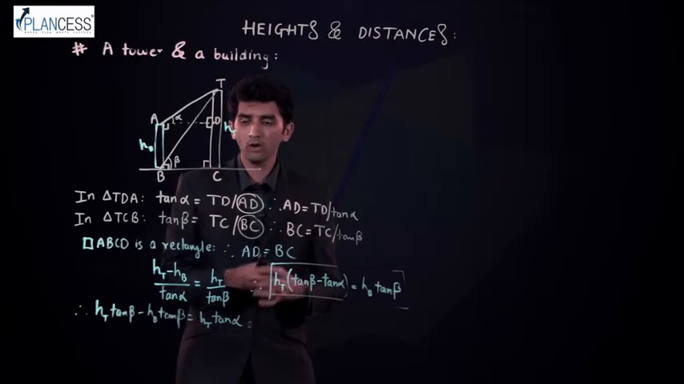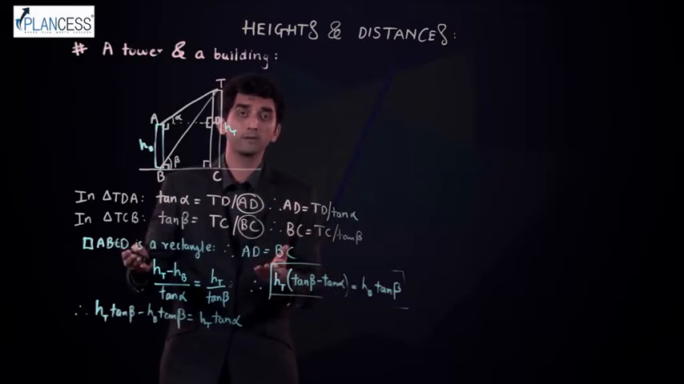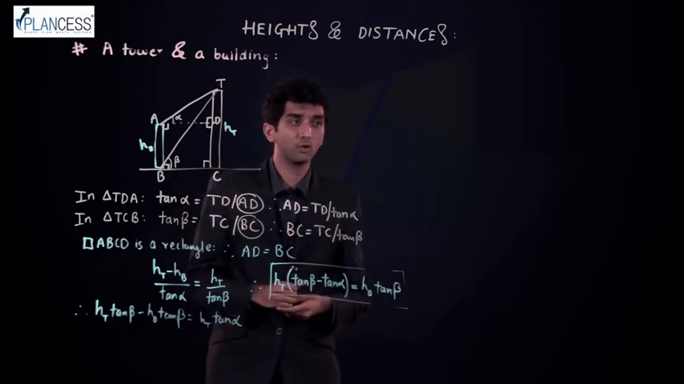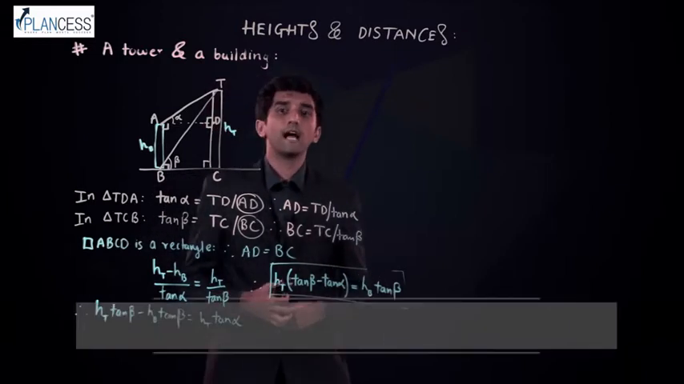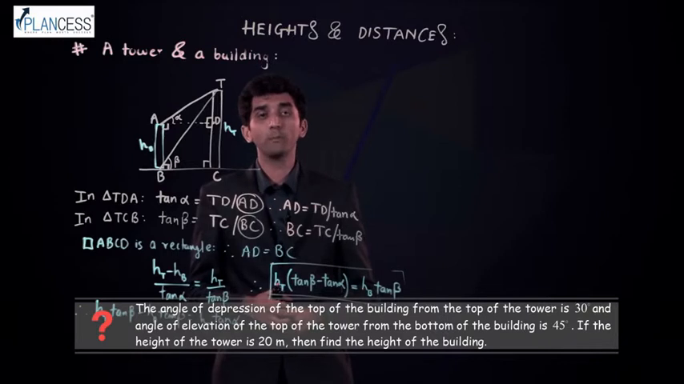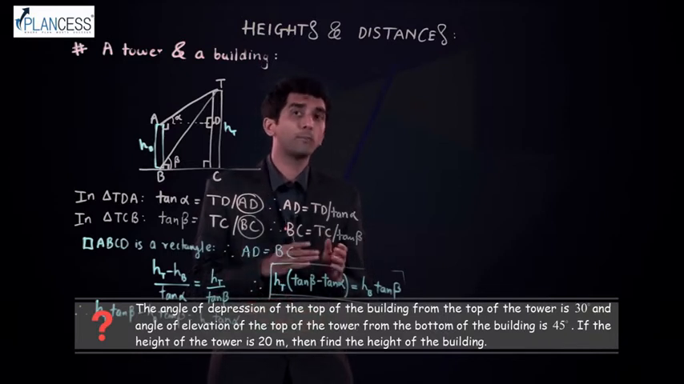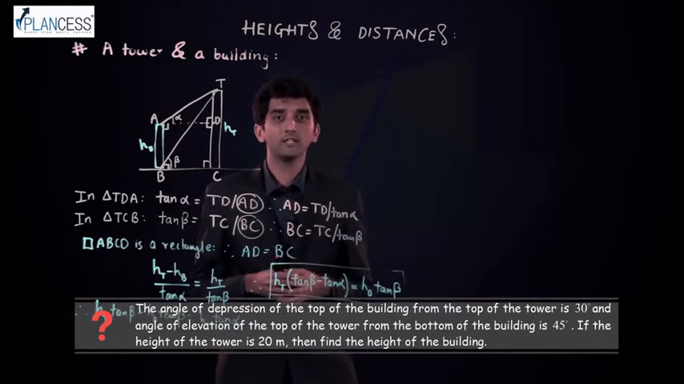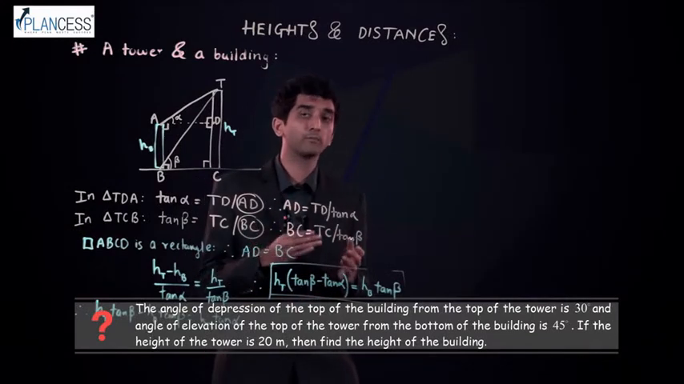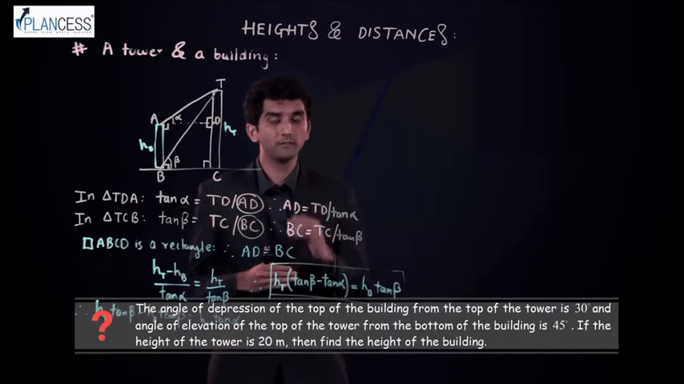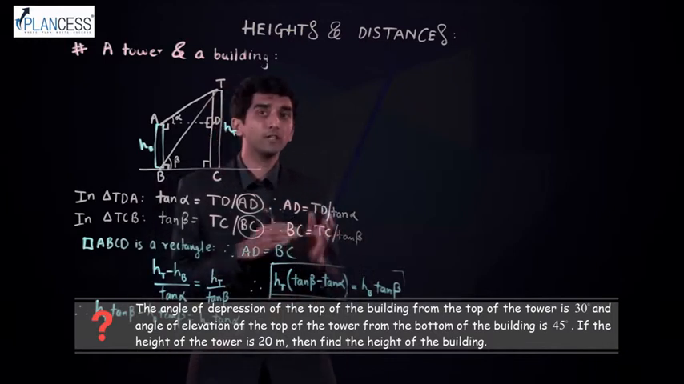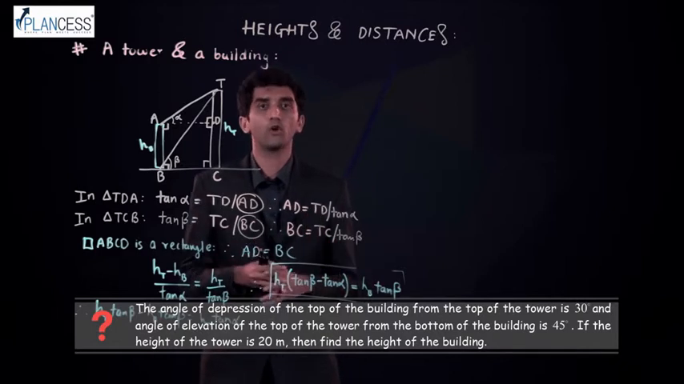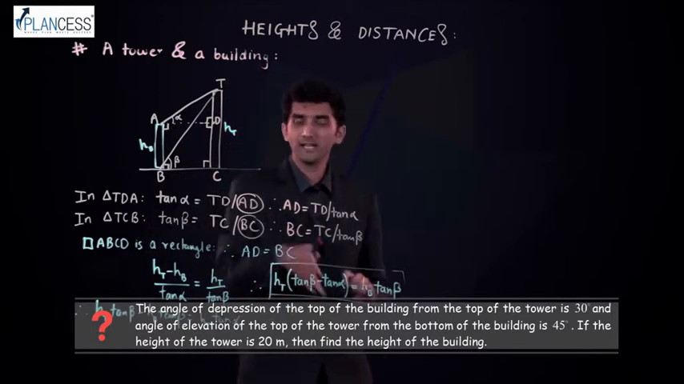which has absolutely the same concept and use this formula over here, or we can do it by a simpler process that we have done here with numbers. In fact, let's go and see the problem. Here it goes, and it says the angle of depression of the top of the building from the top of the tower is 30 degrees and angle of elevation of the top of the tower from the bottom of the building is 45 degrees. And if the height of the tower is given as 20 meters, then find the height of the building.